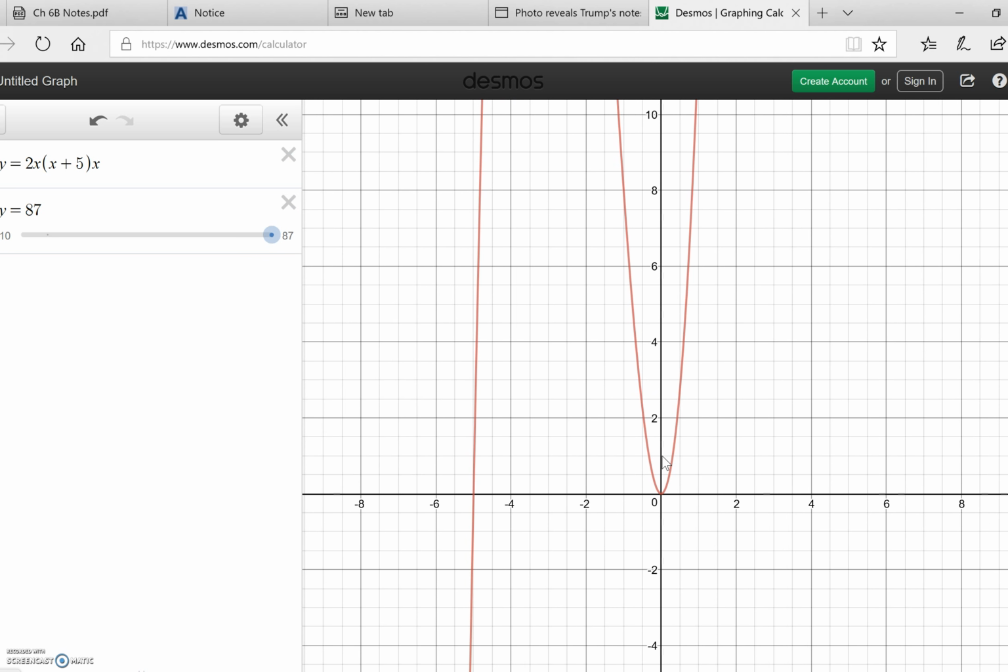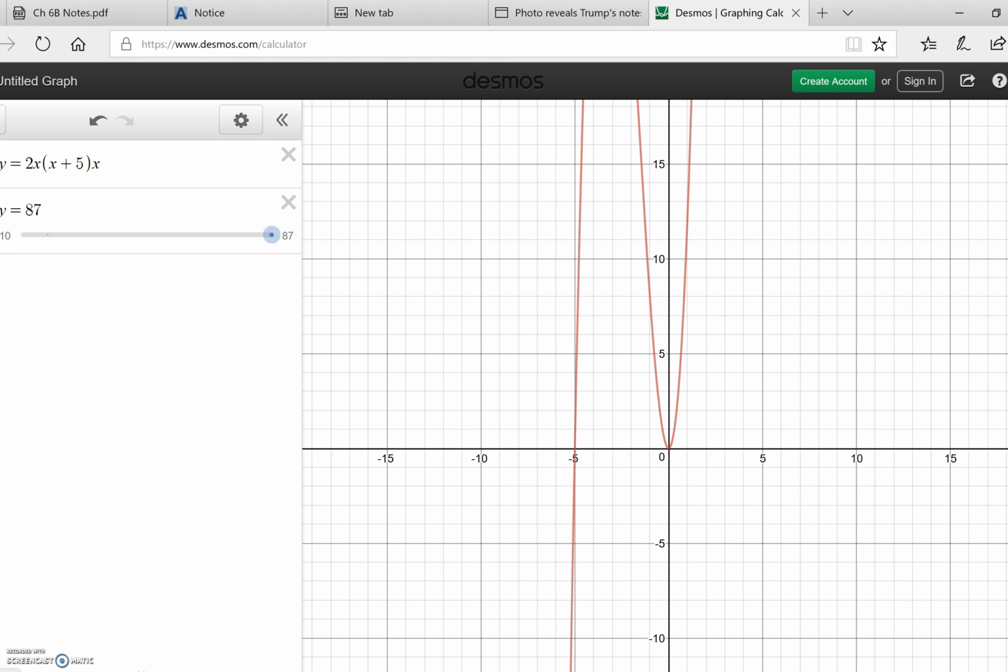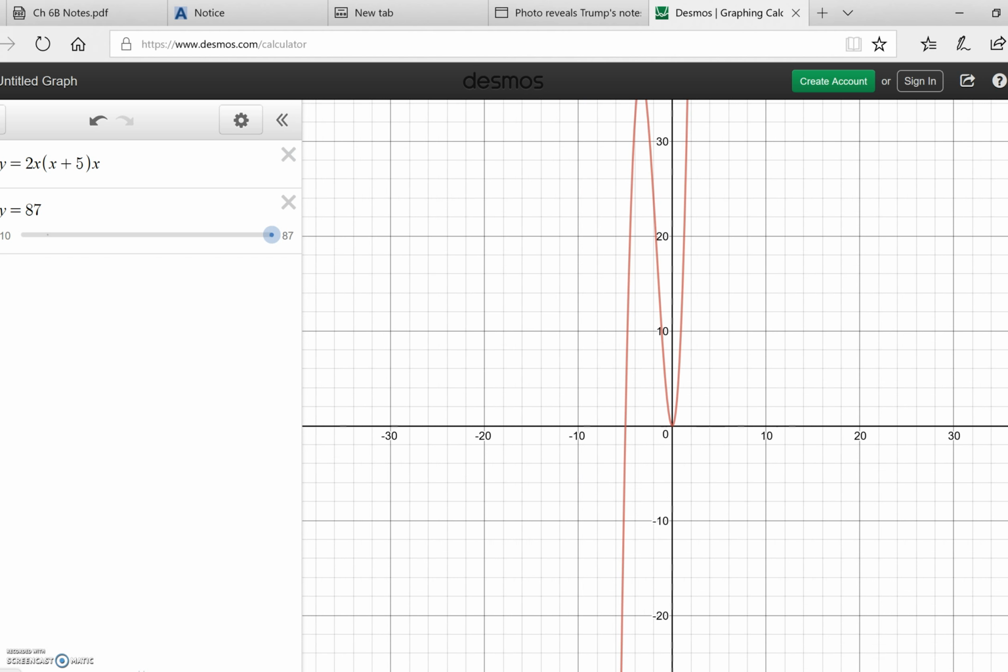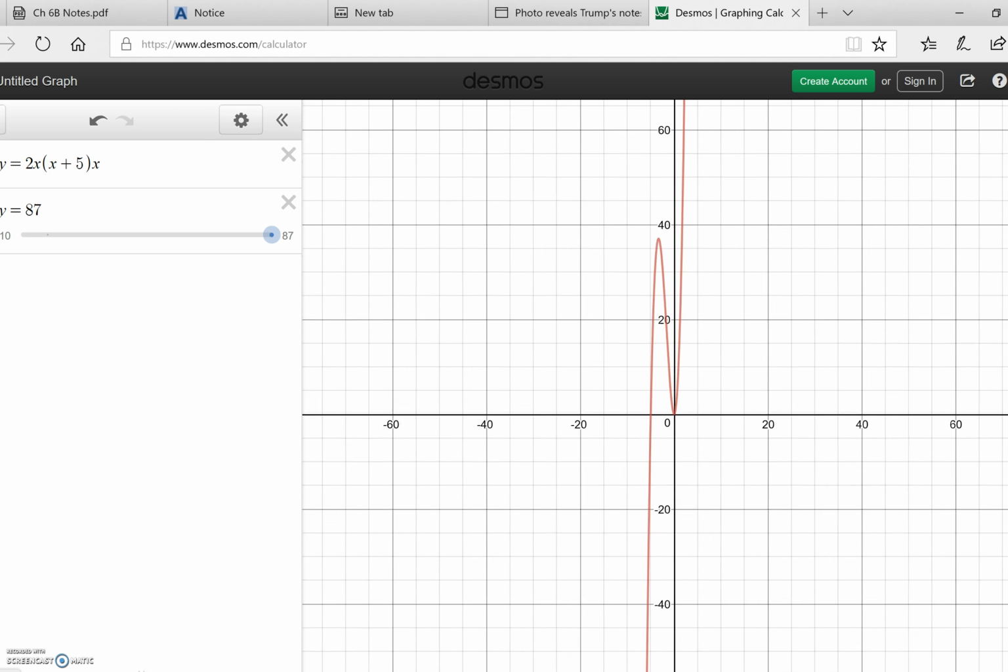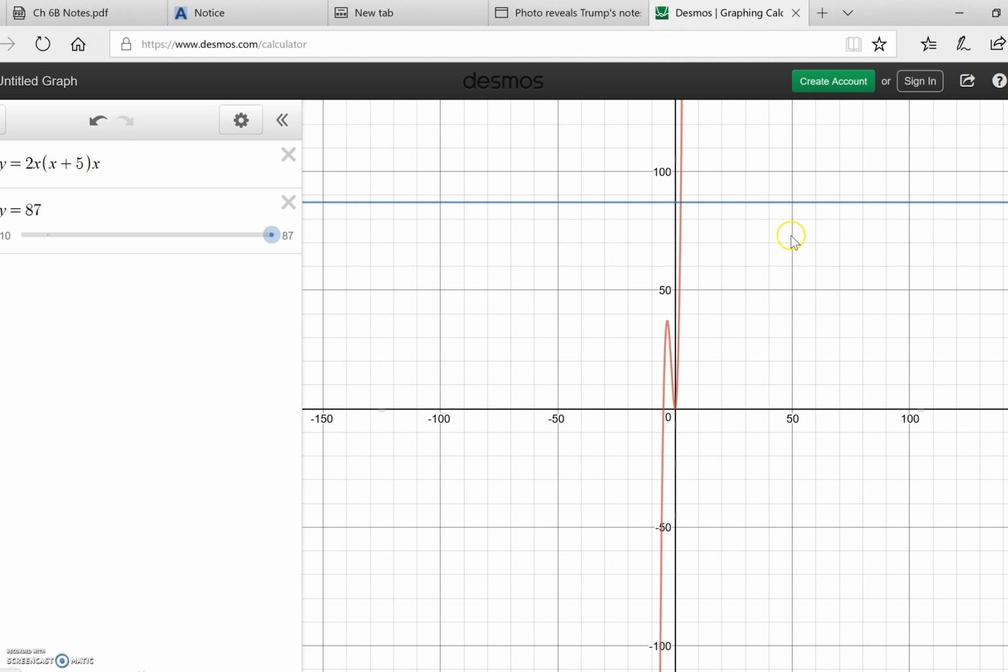Now, you might not see y equals 87. You could, if you've got a touch screen, just adjust the screen. You can hit the minus for the zoom out. That's on the far right edge of your screen there. And there you have it. You can see that the blue line is touching this. You put your cursor, click right there, and you can see the intersection point.